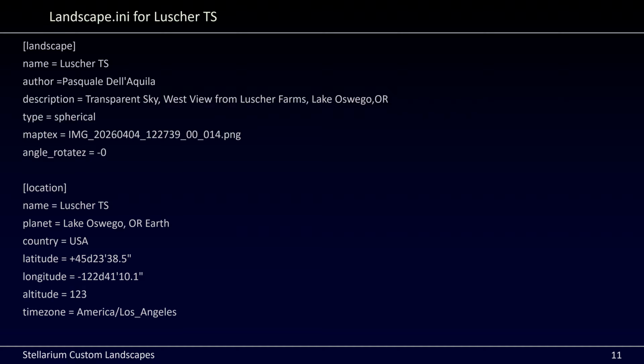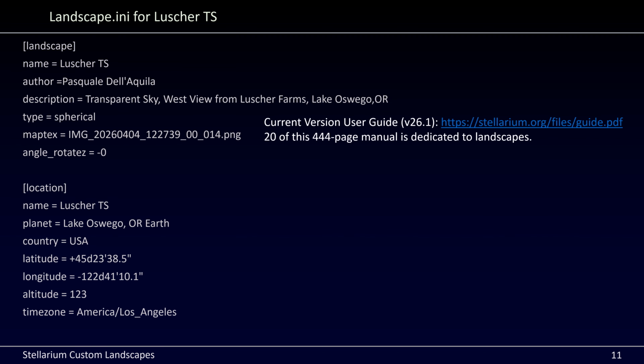I start with a blank, not a blank file, but an existing INI. So here you could see some of the field names here, the name, my name, what it's called, what type, the image, the angle of rotation, and some other information. I'll get to this later because what's important is that the current version of Stellarium 26.1 has a user guide that's 444 pages. Of that, 20 pages is dedicated to landscape. You can get the guide by going to their link.